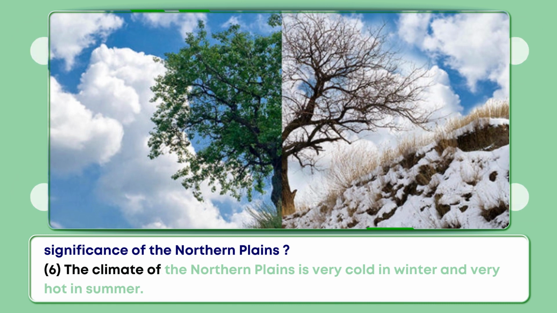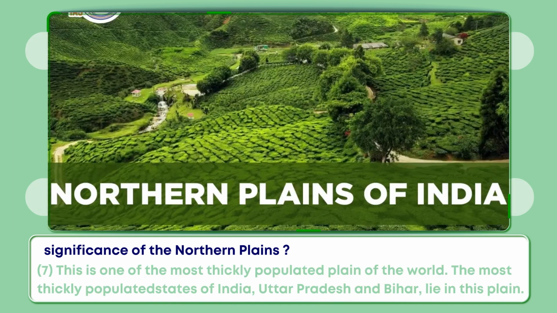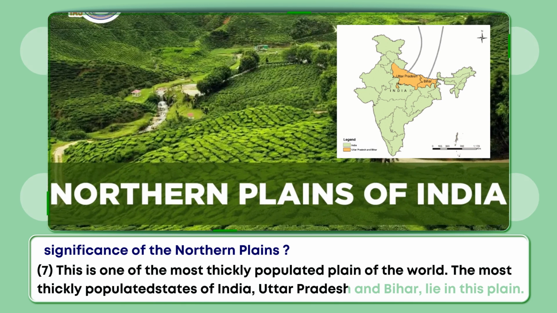The climate of the northern plains is very cold in winter and very hot in summer. This is one of the most thickly populated plains of the world. The most thickly populated states of India, Uttar Pradesh and Bihar, lie in this plain.